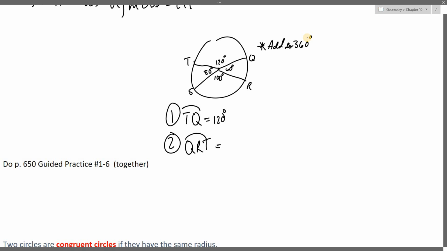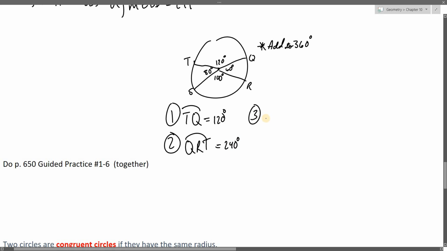They're not. So QRT, now that we know the angles, we've got Q, R, and T. So that's going to be 60 plus 80. It's going to be 140. Yes, and plus 100 degrees is 240 degrees. Number 3 says, oh, by the way, that is a major arc. 240, it's greater than 180 degrees.